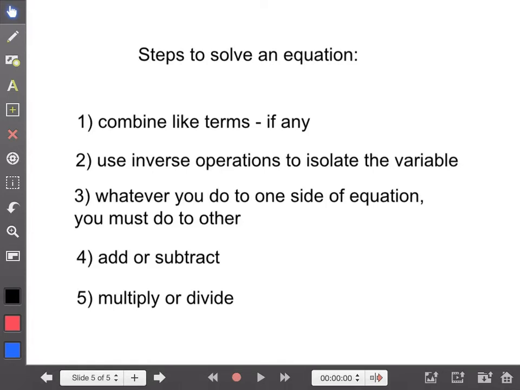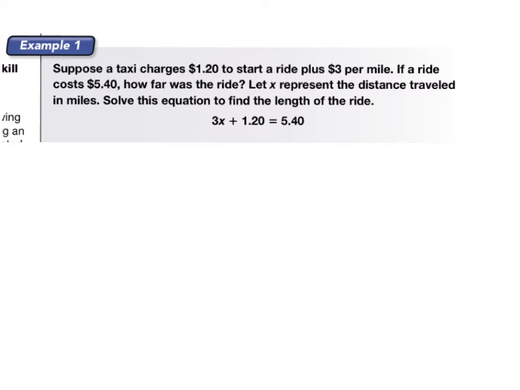Let's see some examples. First, we'll start off with the word problem. So you want to write down a little bit about this problem. Suppose that a taxi charges $1.20 to start a ride. So write that down. You have $1.20 to start a ride. And then it's going to charge you $3 a mile. So write that down. If the ride costs $5.40, write that down. How far was the ride? So that's your question. So we're going to let x represent the distance traveled, and we're going to solve.